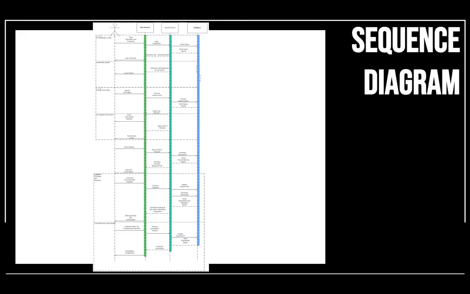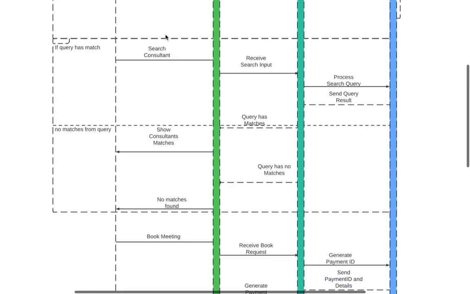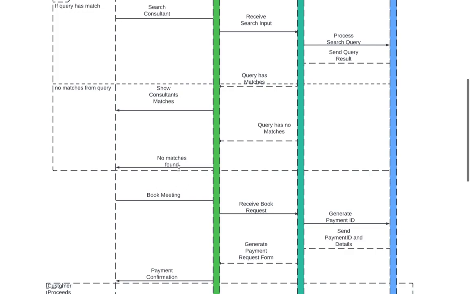And finally, the sequence diagram. We can see that it starts with the user interacting with the web browser. How? Well, entering the username and password to verify the credentials. If everything is correct, the login is successful. If not, the login fails. Then the user can search for consultants and the system will show the consultant matches, if any, and if not, it will show no matches.